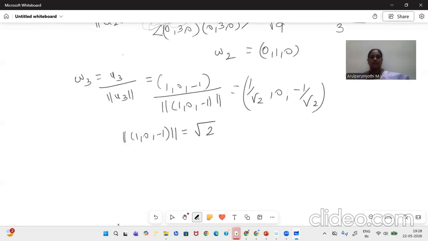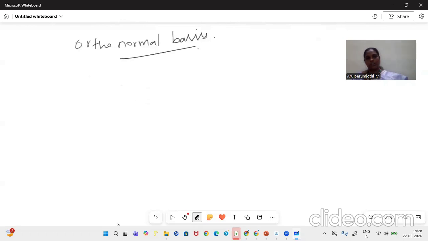So these are the orthonormal bases. So next, so that's all. The solution is over. So now I'm going to solve the same problem using MATLAB.